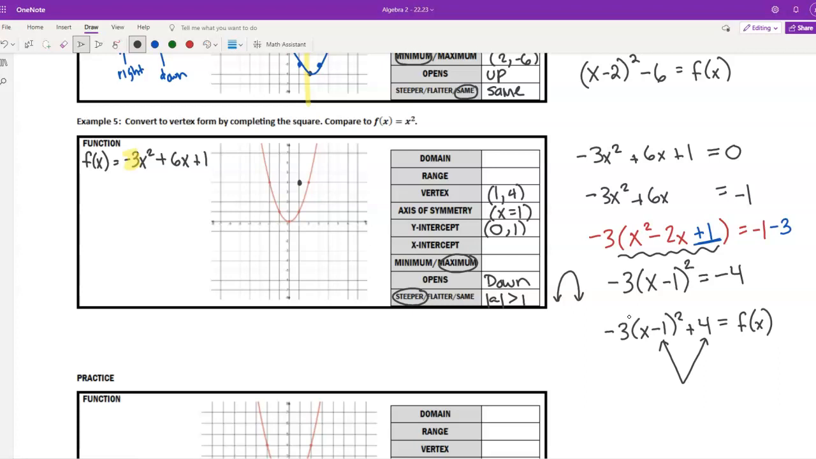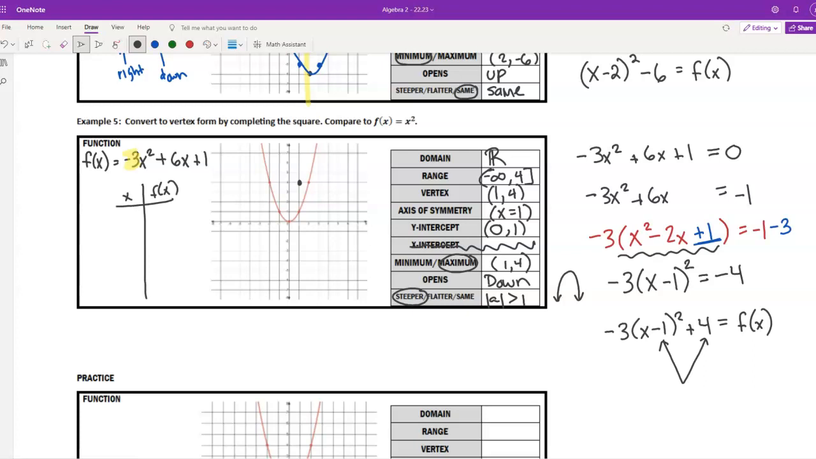Our domain is still the same. And remember, our range, we're opening down. Our graph is opening down, so that's going to be the highest point. So we're going to go from negative infinity and reach the highest, which is 4. We're not going to worry about the x-intercepts. And that means that my vertex is 1 and 4.